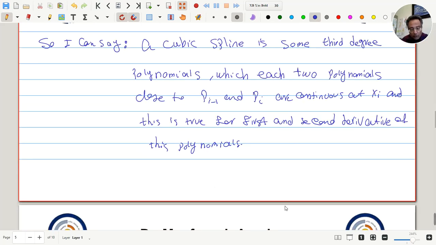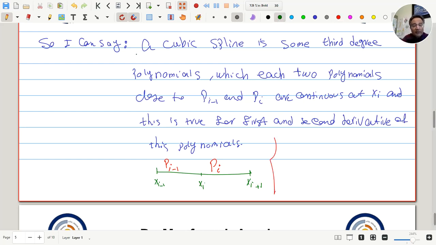If I want to show this explanation by a picture, I can show you something like this. Let this be xi minus 1, xi, and xi plus 1. We define pi minus 1 over xi minus 1 and xi. And we define pi over xi and xi plus 1. Okay?